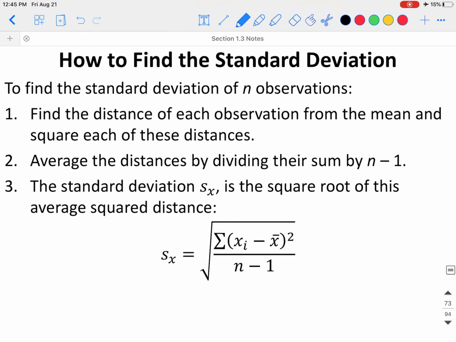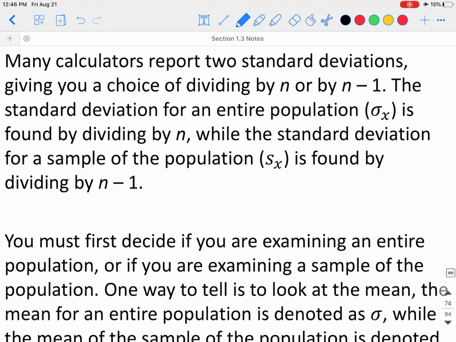So, how do you find the standard deviation? First, you're going to find the distance of each observation from the mean. To do this, remember, you're going to do the observation minus the mean. Then you are going to square each one of those differences. You will average that by dividing by n minus 1, and then you will take the square root to get the standard deviation.